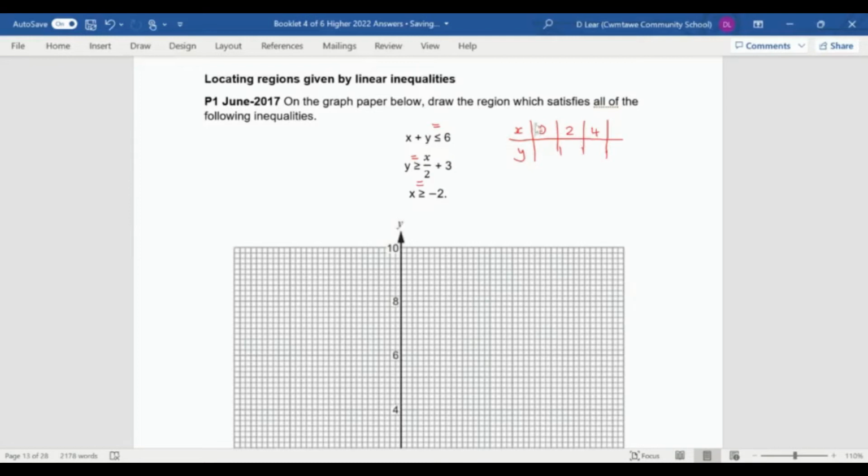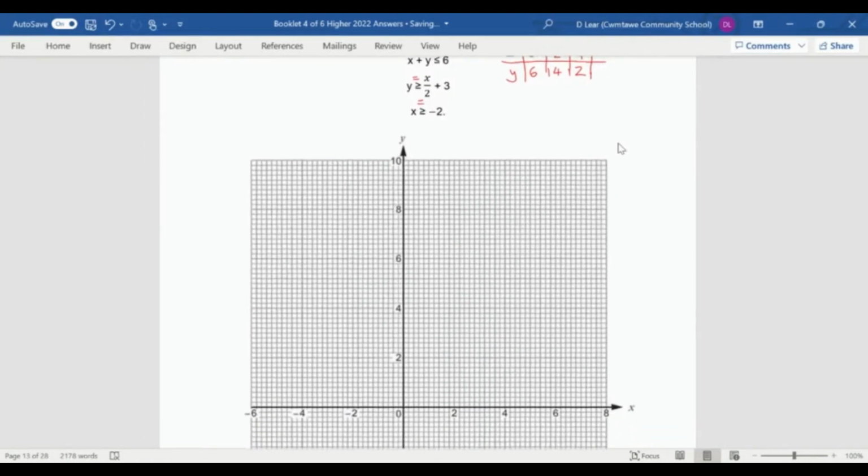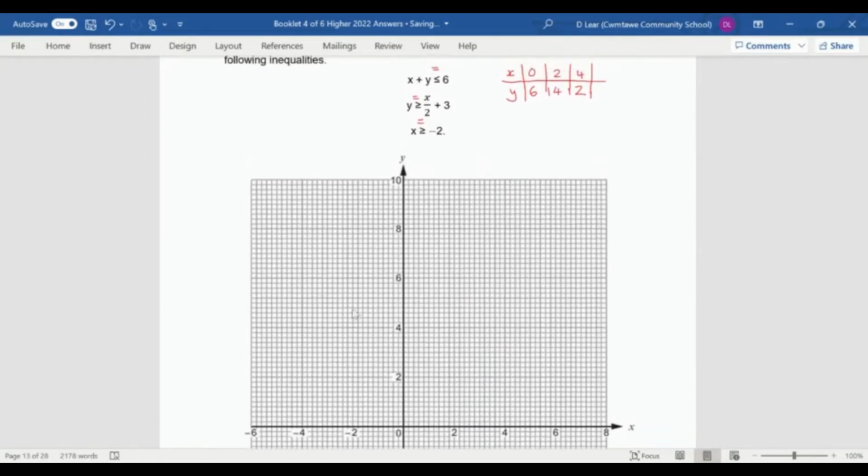In order for x plus y to equal 6, if x was 0, what would y need to be? 0 plus what makes 6? 6. 2 plus what makes 6? 4. 4 plus what makes 6? 2. Now, those 3 points need to be plotted on here. My first point is when x is 0, y is 6, which is there. When x is 2, y is 4, which is about there. And when x is 4, y is 2, which is there.